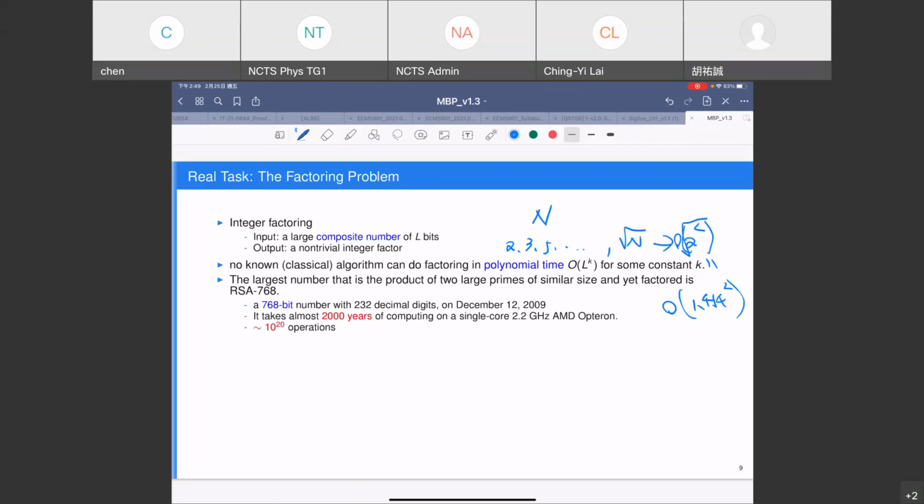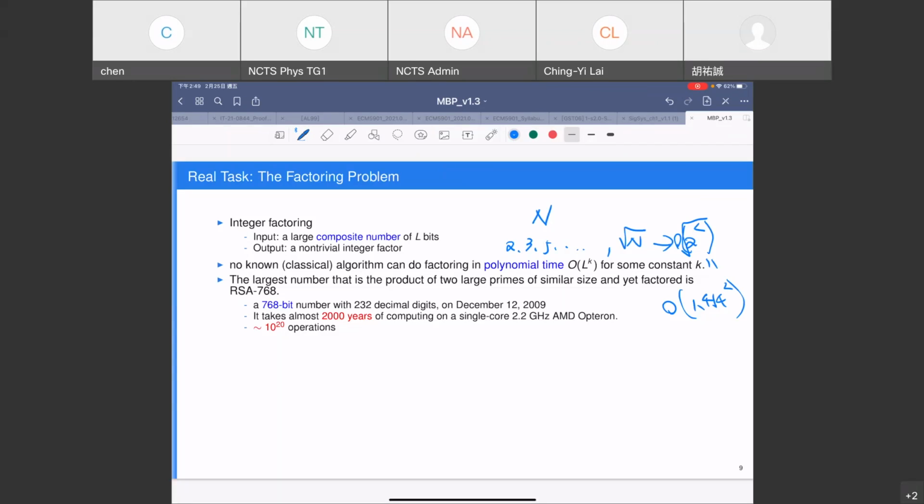Currently, the largest number that can be factored is this RSA 768. So RSA 768 is a crypto system. The security of this crypto system is based on the assumption that factoring is difficult. So to factor this number, it has 768 bits. So it's roughly 200 decimal digits.